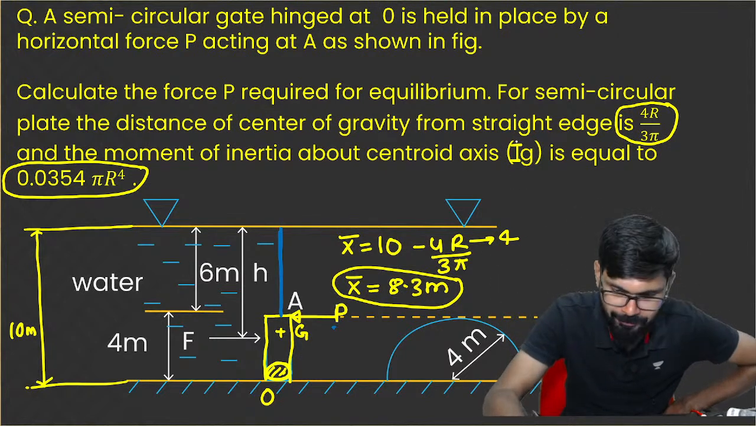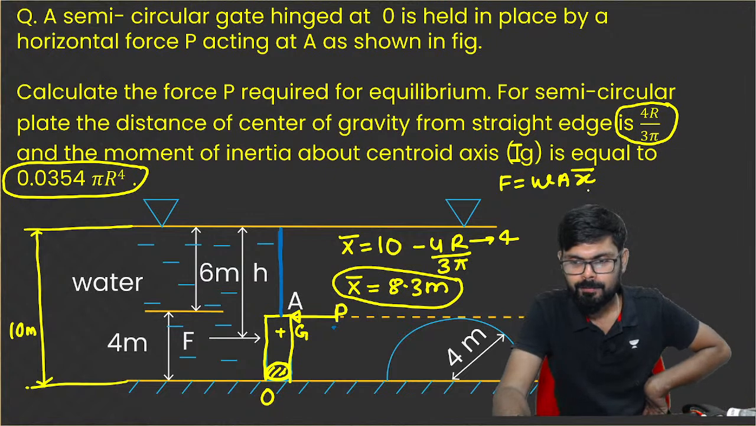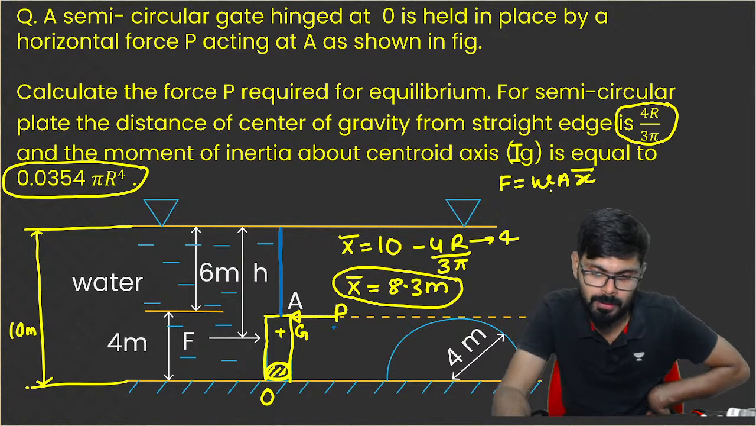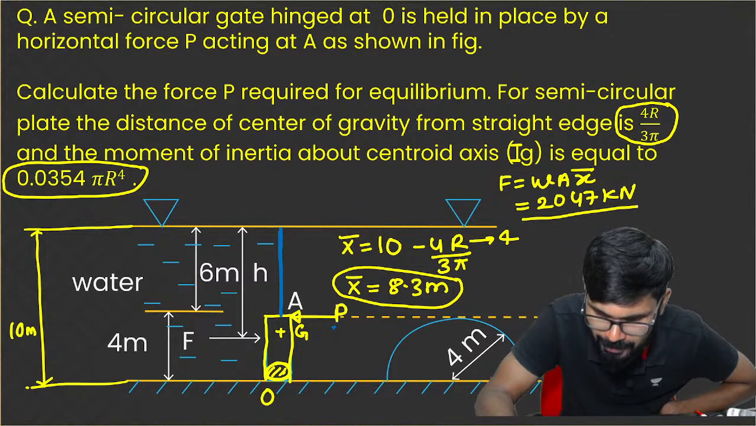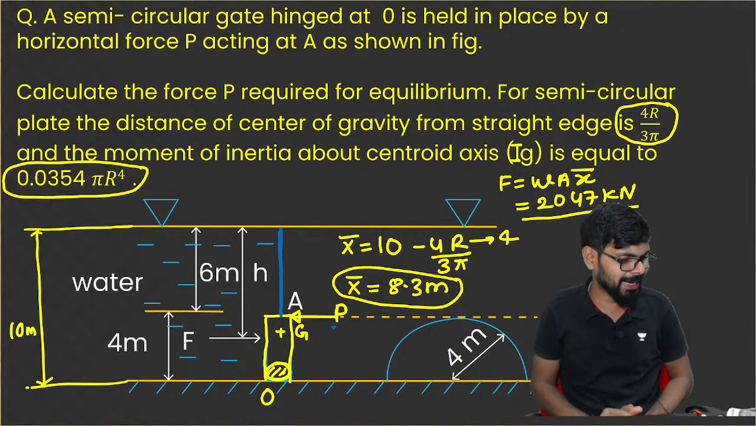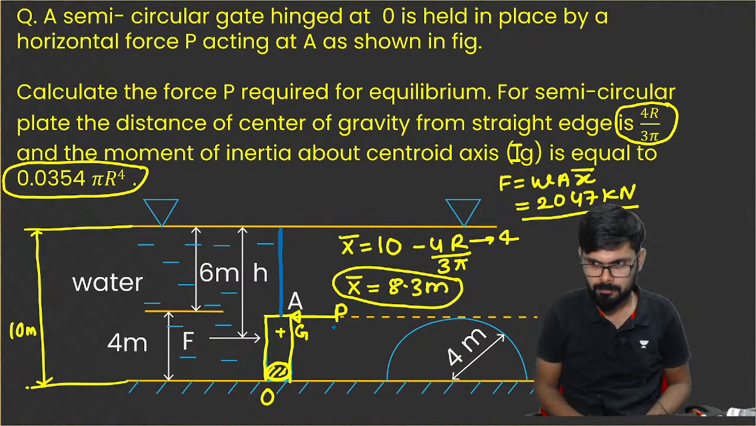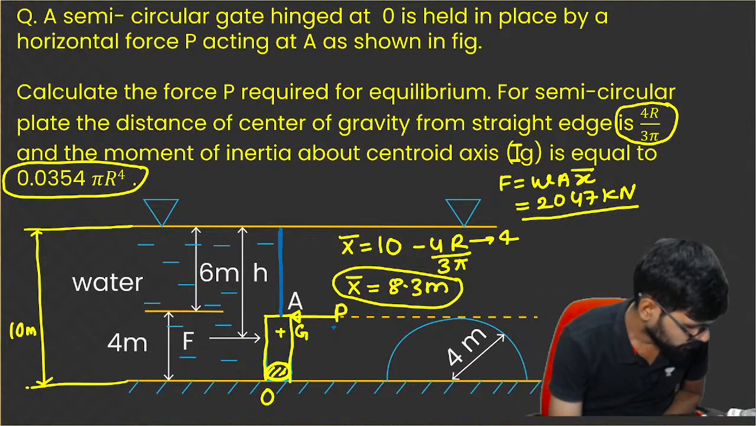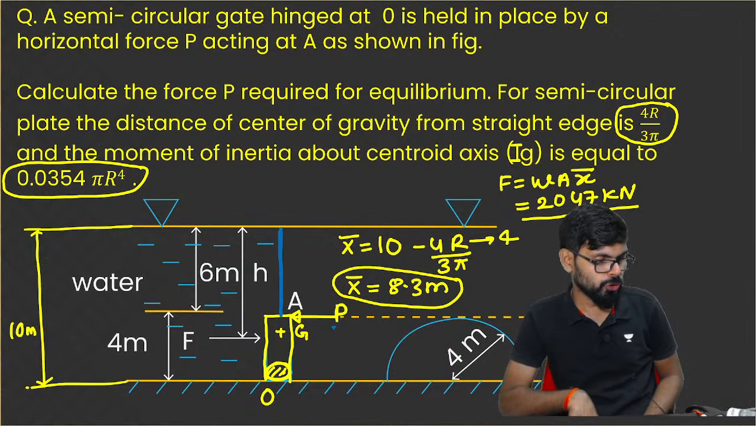Now calculate F value. F is equal to gamma A x bar. Calculate that. X bar already calculated. Area is pi r square by 2, so half of a circle, semicircular. So this value will come 2047 kN. Check and tell me. F value, tell me everyone, is it correct? Whatever value I wrote, is that correct or wrong? Correct or wrong, beta? kN is coming.